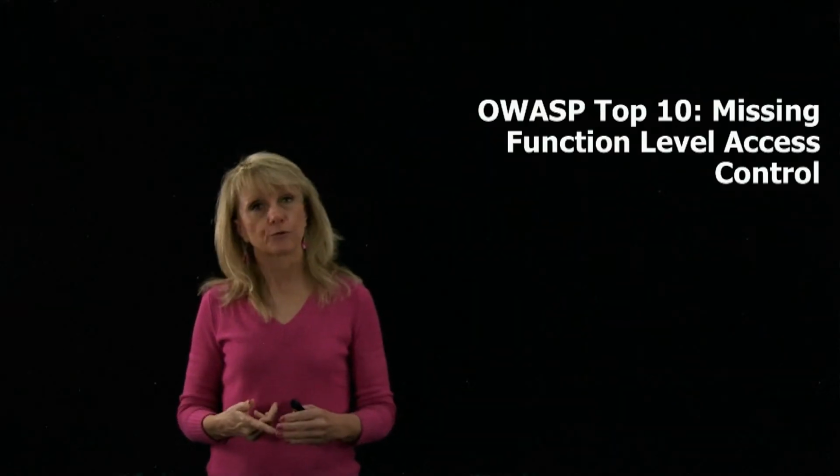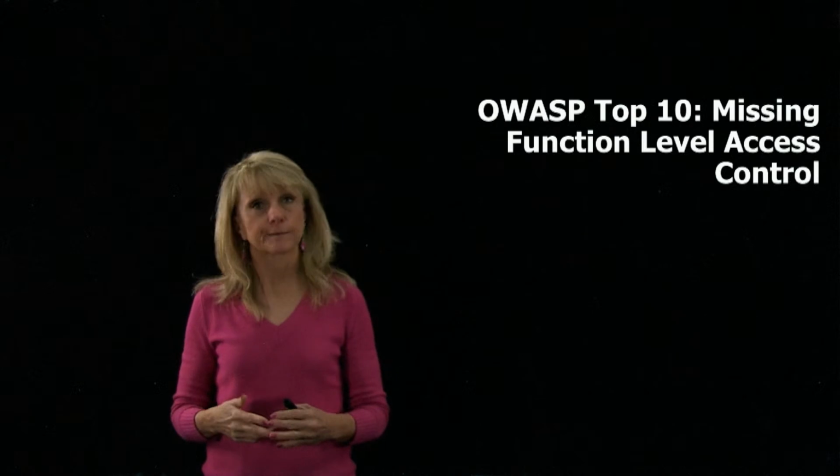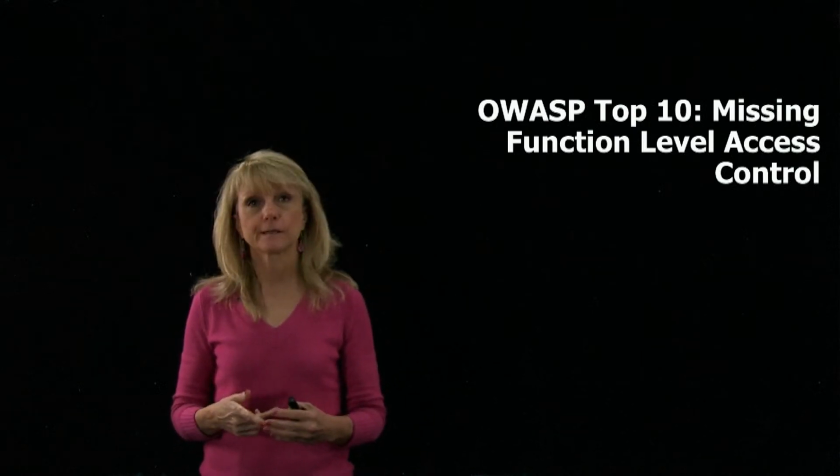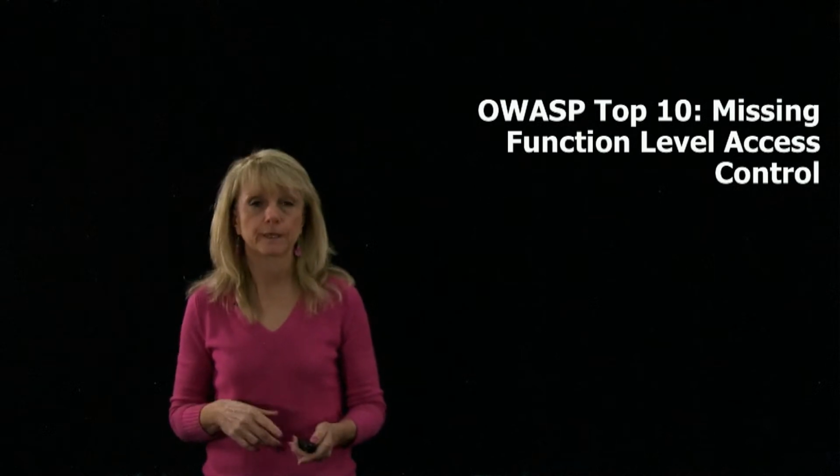In this module, we're going to go through the 7th and 8th of the OWASP Top 10 vulnerabilities. First, we'll go through number 7, which is missing function level access control.